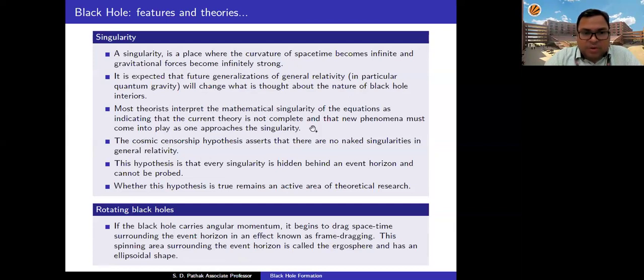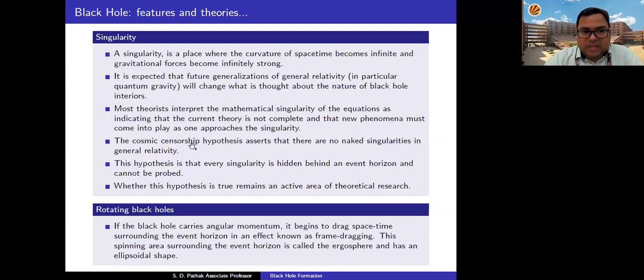Some theoreticians interpret the mathematical singularity in the equations as indicating that the current theory is incomplete. Some theoreticians claim that we have no complete theory to understand what is inside the black hole or inside the event horizon. This is one reason why we are not able to do it. So we have to first develop the complete theory, then we will be able to understand what is inside the event horizon.